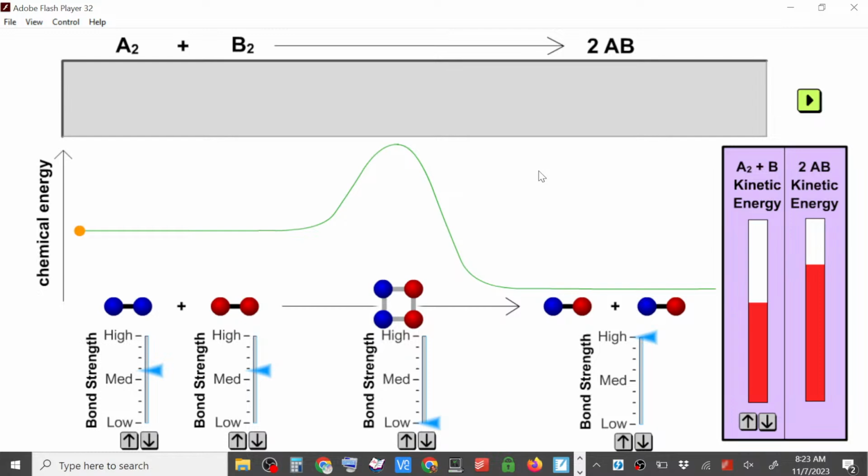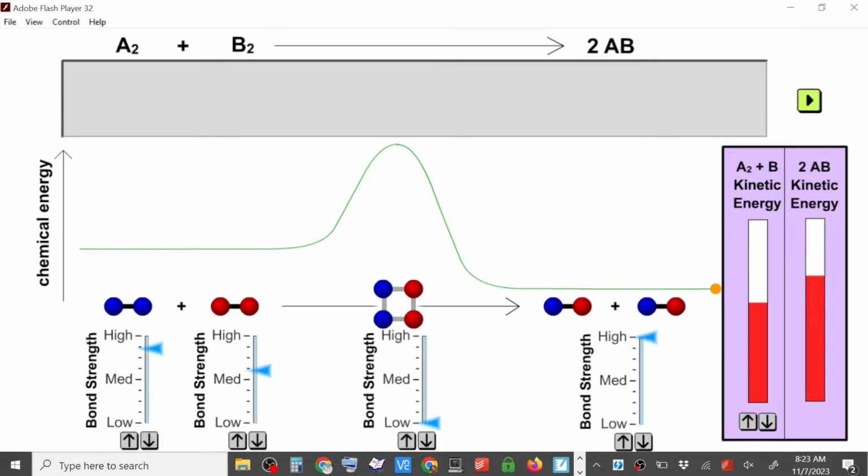Review, way back when. A2 plus B2 goes to 2AB. See the molecules come together, make the activated complex, and then go down the other side. You can now shift all of these. Do I need to scroll? No. So we can increase the bond strength of some of these. Increasing the bond strength.